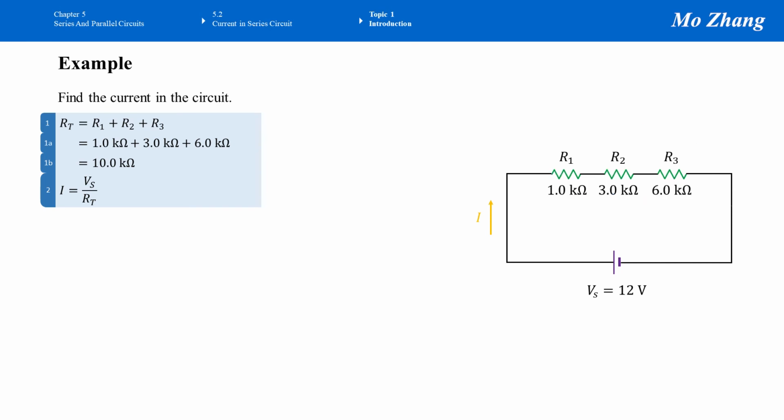So now substitute the values into the corresponding variables. 12 volt divided by 10.0 kilo ohm, that is 12 volt over 10,000 ohm. Use calculator. We get 0.0012 amp. This is the correct answer.